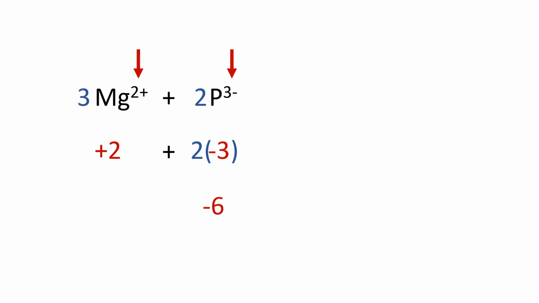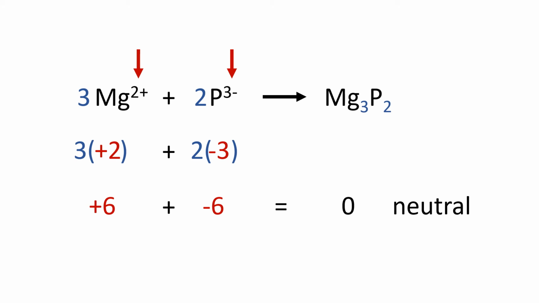But what if we had 3 of them? 3 of them allows us to triple the charge, each one bringing a positive 2 charge with it, and that overall would give us the positive 6 that we need to offset the negative 6 from our phosphide. So if we add this together, we're going to end up with 0, which is neutral, and then we can write our formula. We're going to put the 3 magnesiums in the subscript and the 2 phosphides in the subscript as well, to indicate their role in the recipe for this particular compound.